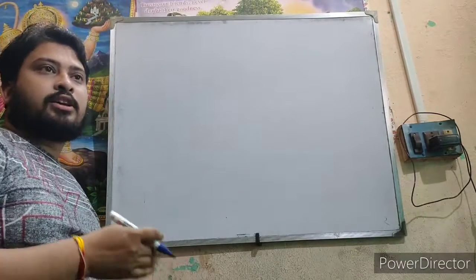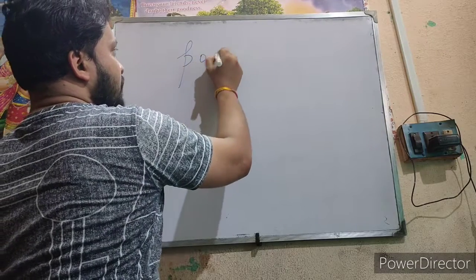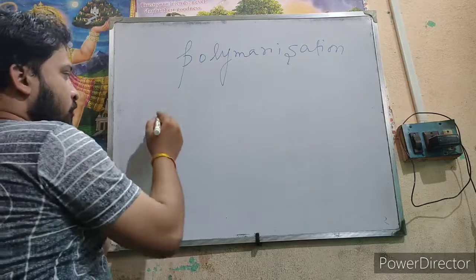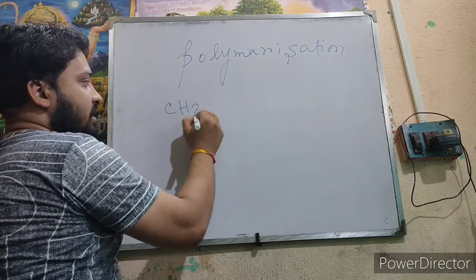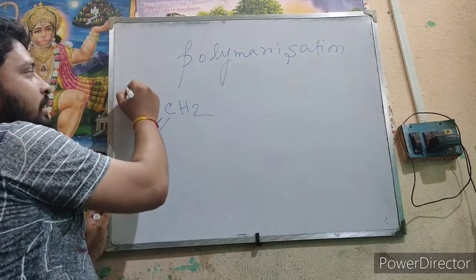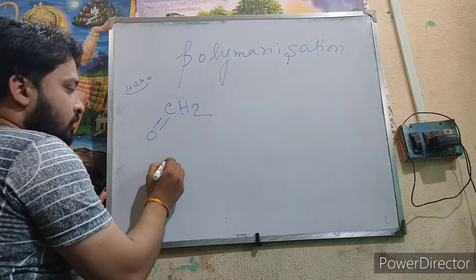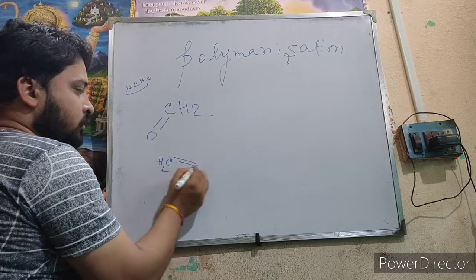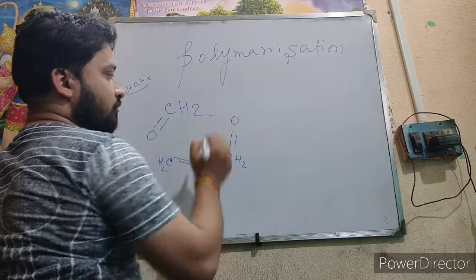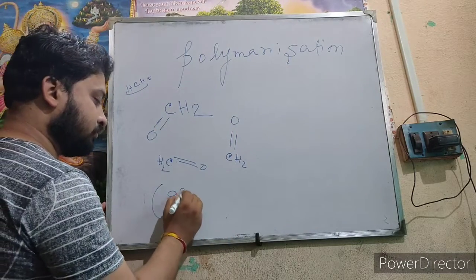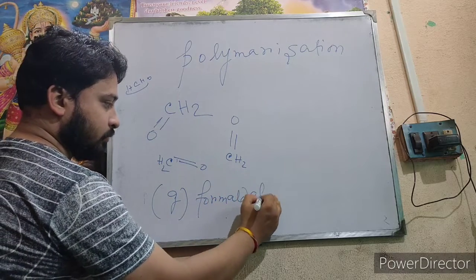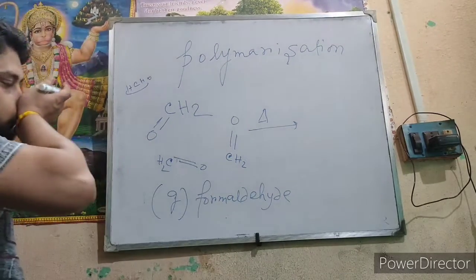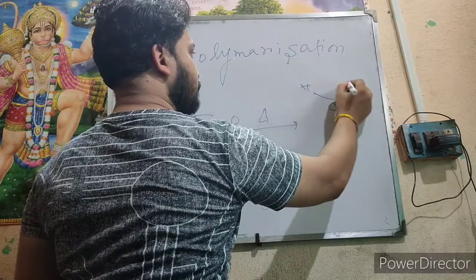Now the last chemical reaction is polymerization. You take formaldehyde, gaseous formaldehyde. You can write it this way, HCHO, CH2O. You take gaseous formaldehyde and just use heat.